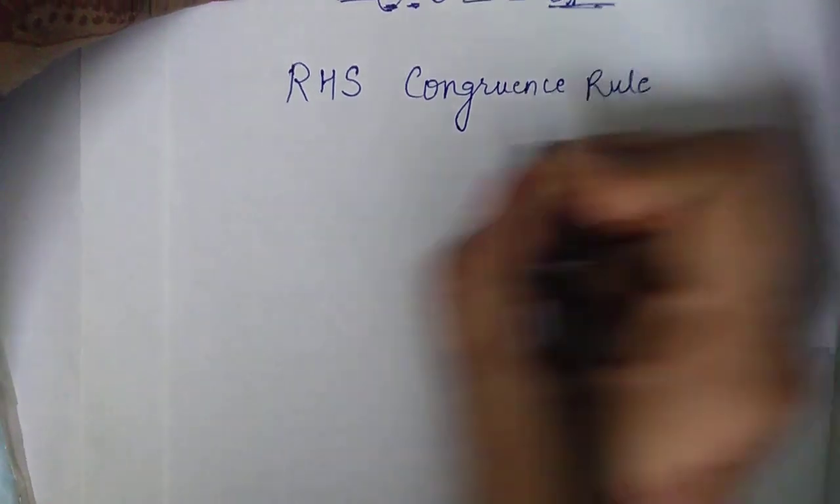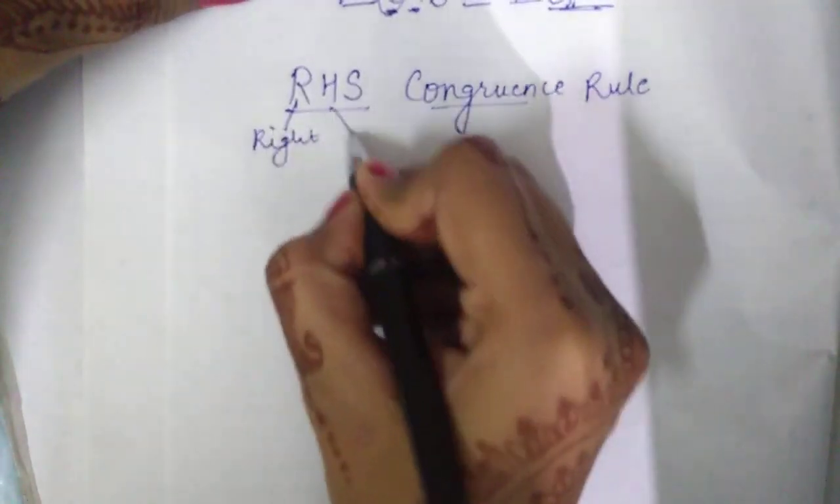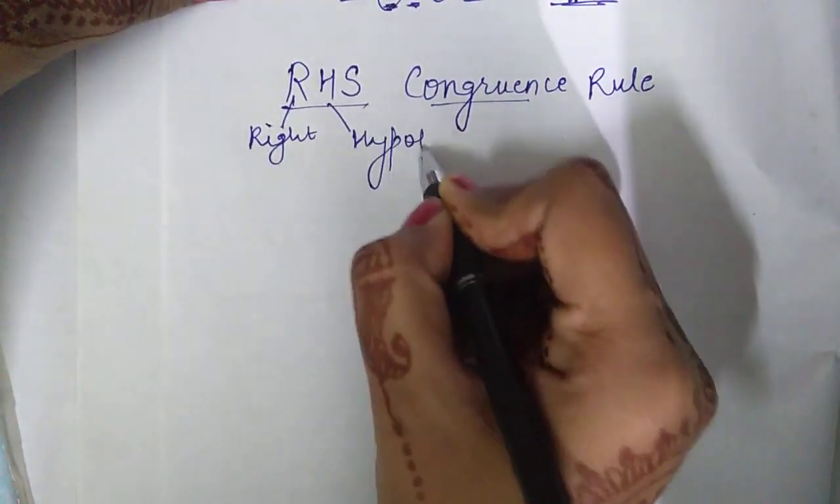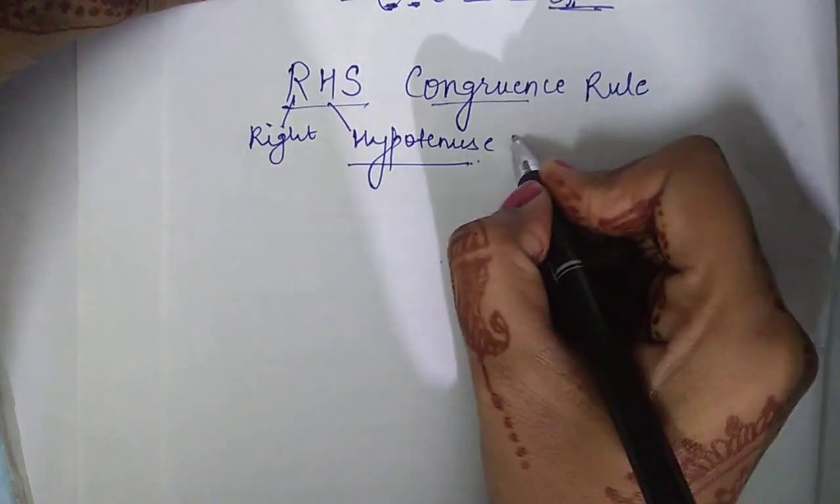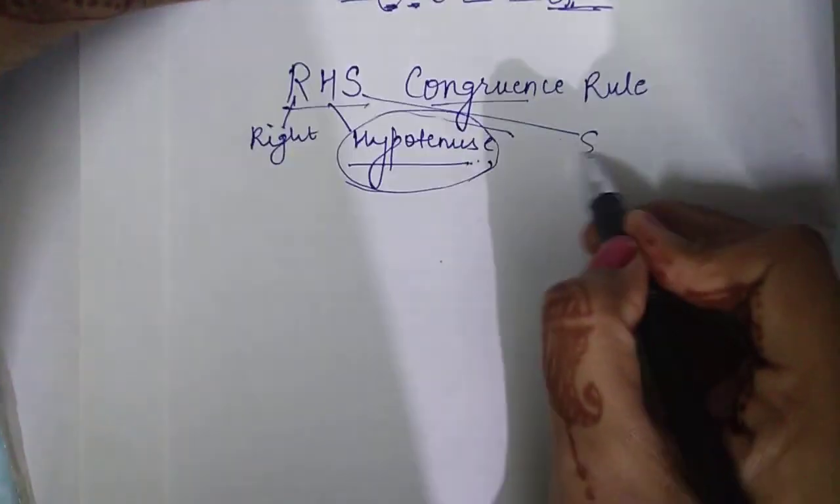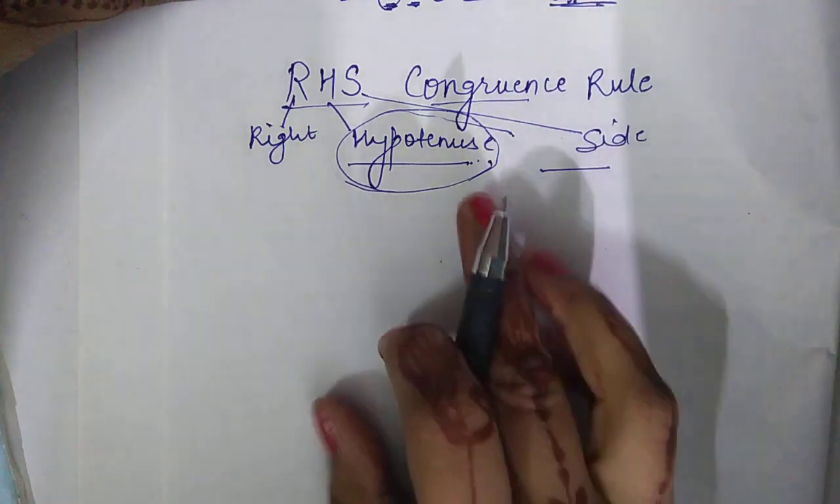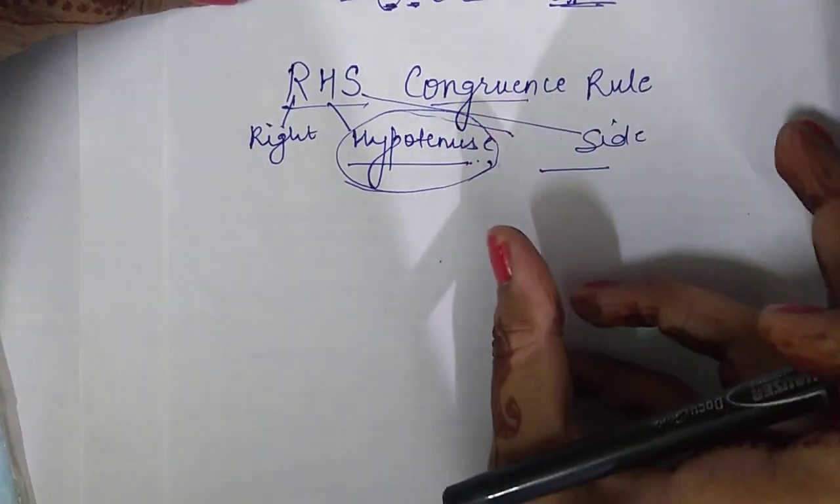This is the last one by which you can prove the triangles to be congruent. R stands for right angle. H stands for hypotenuse, the side opposite to 90 degrees in a right angled triangle, that is known as the hypotenuse. And S stands for side. It means this rule you can apply only in a right angled triangle.